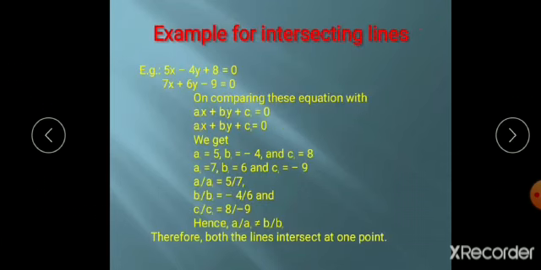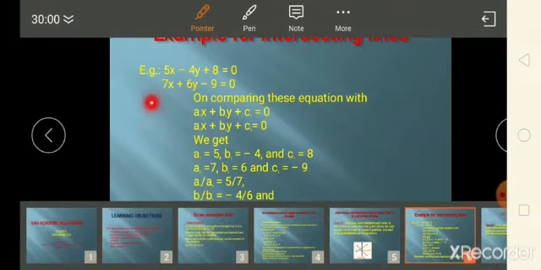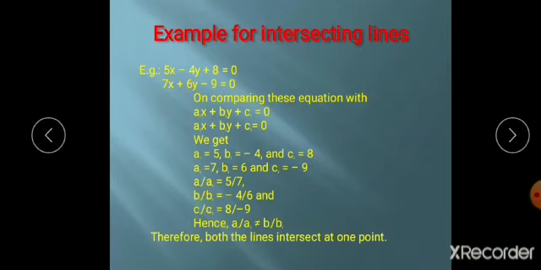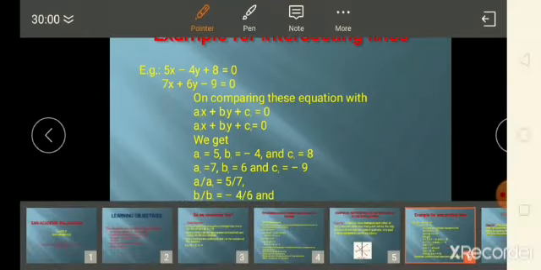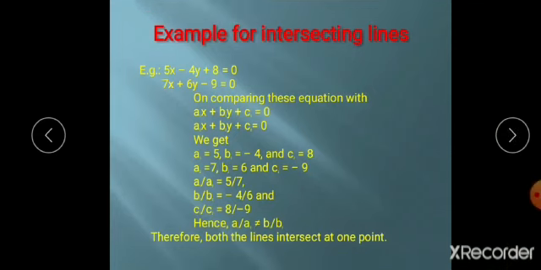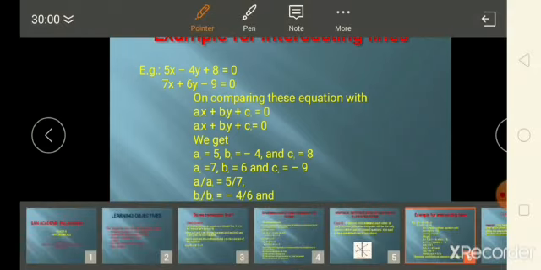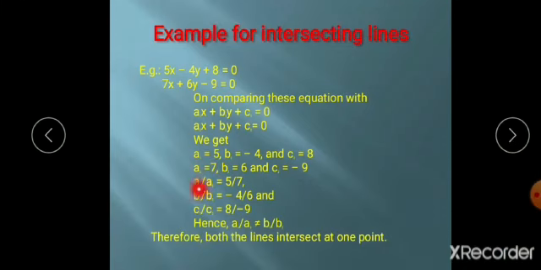Now let me see the second one, an example of intersecting lines. Take 5x minus 4y plus 8 and 7x plus 6y minus 8. Compare with a1, b1, c1 and a2, b2, c2. a1 is 5, b1 is minus 4, c1 is 8. In the same way, a2 is 7, b2 is 6, c2 is minus 8.